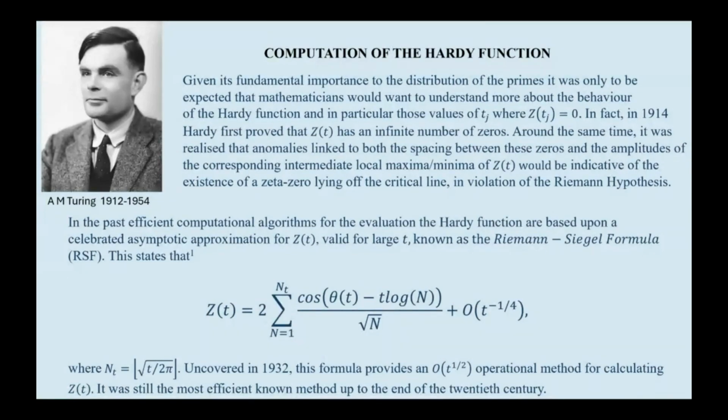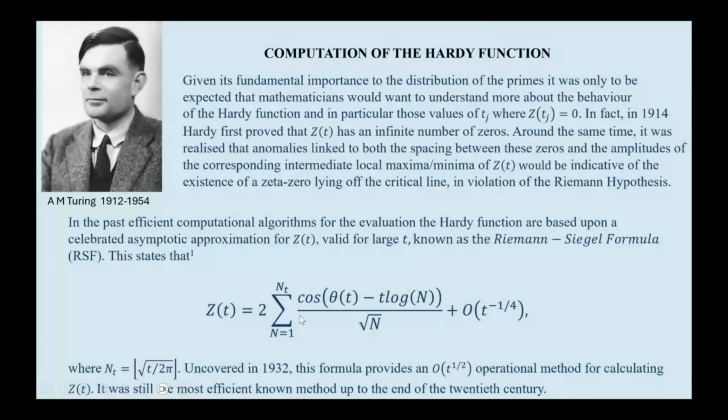And sadly, of course, World War II intervened, and he went off and did his encryption work on the Enigma machines, and he never got back to it. But he did make an important contribution, something called Turing's method, which allows you to compute values of Z(t) and discern whether the number of zeros between two values of t, t1 and t2, is the correct one that satisfies the Riemann hypothesis.